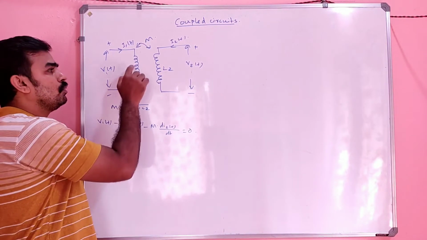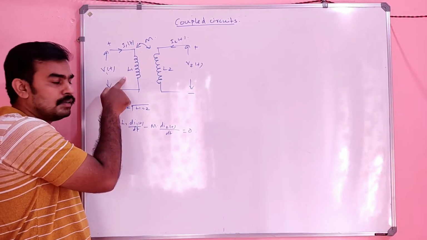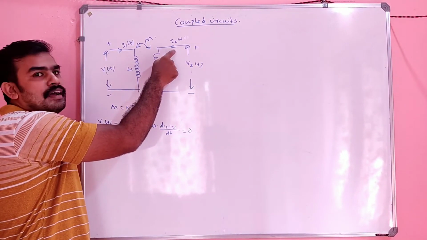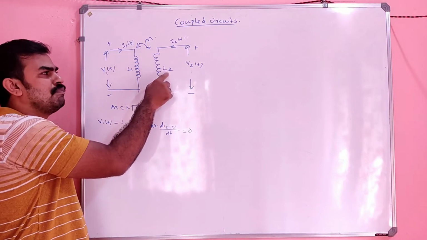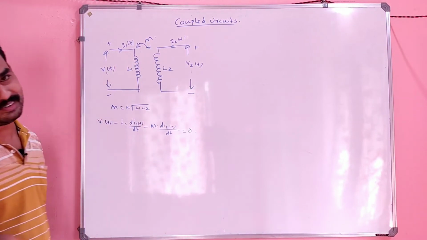And not only does the flux induce EMF in the coil L1, but due to the current I2 of t there is a flux in L2, and a portion of that flux is also linked with L1.